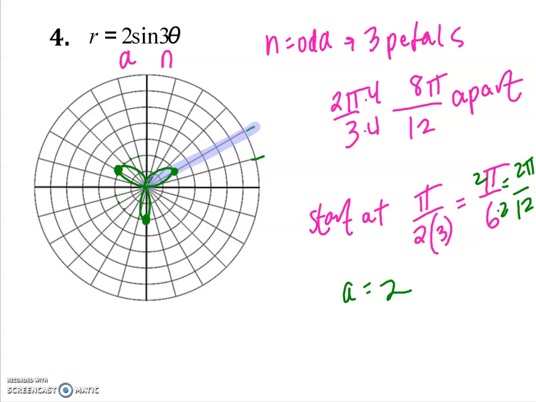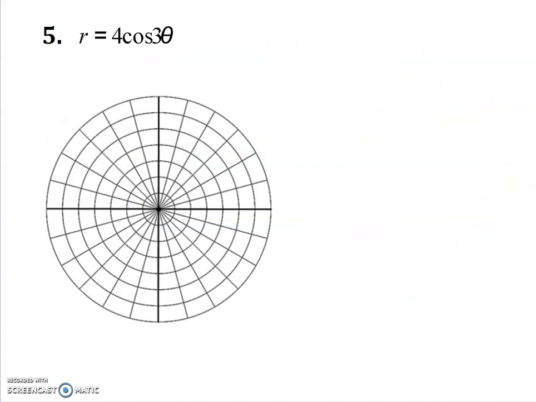3 petal rose curve. Look here. All right, it's cosine. This is A, this is N. So N again is odd, so I have 3 petals. We just did one like this, but let's go through it again.